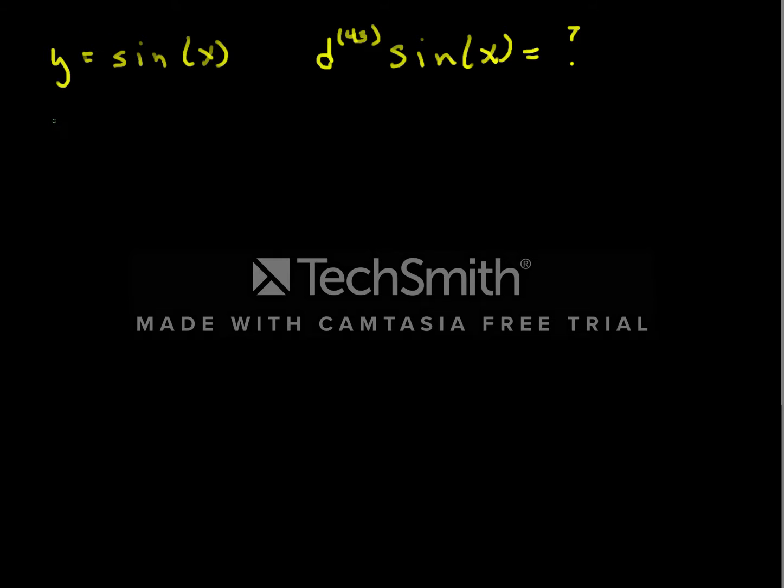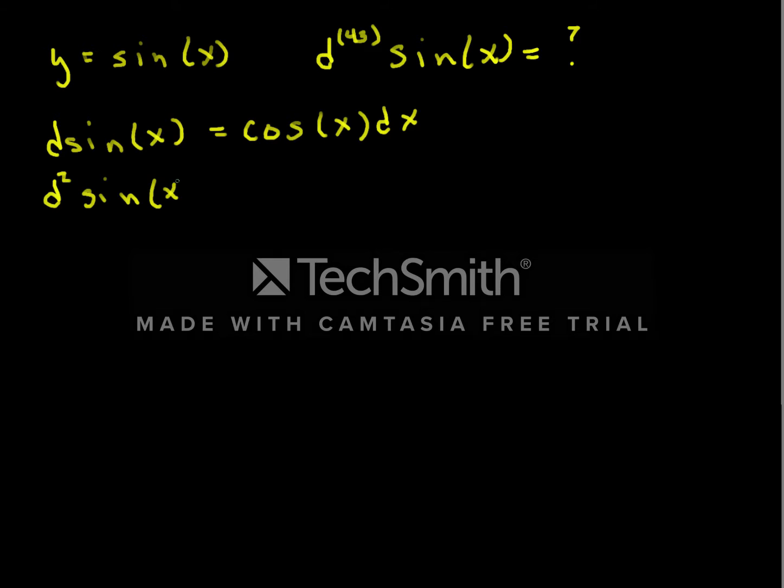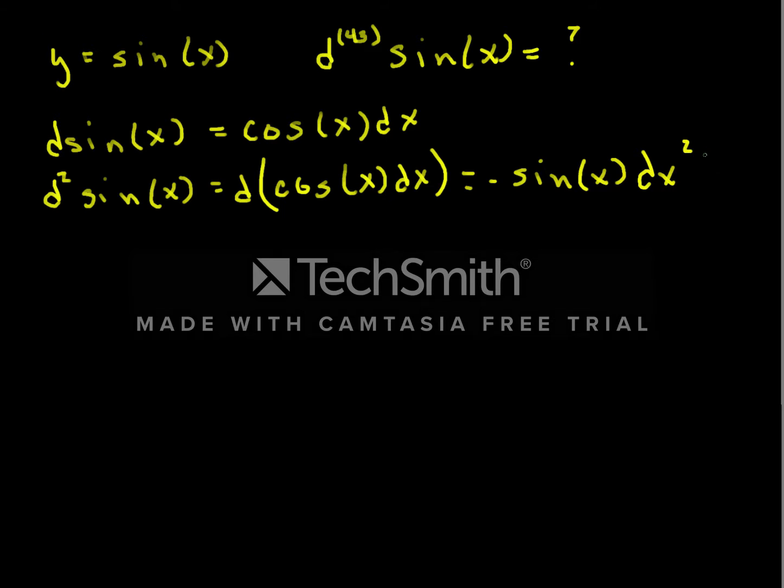So we know that the differential of sine of x is cosine of x dx. That's just a basic rule. So the second differential of sine of x is the differential of cosine of x dx. And the derivative of cosine is negative sine, so this is negative sine of x dx squared.